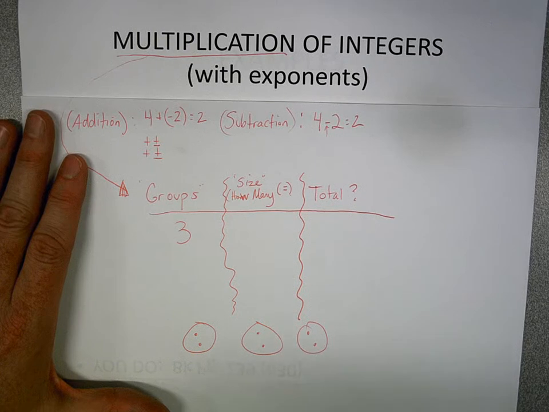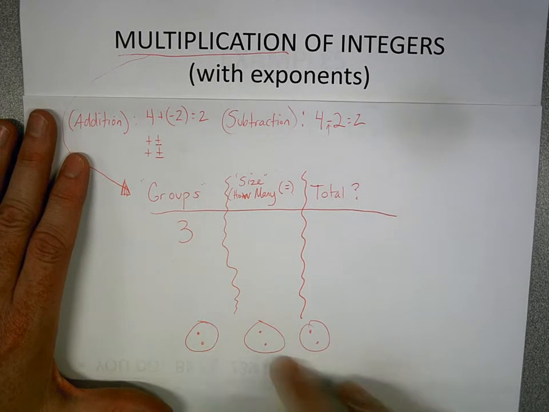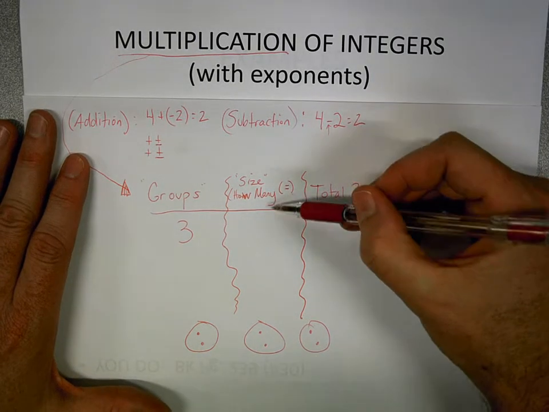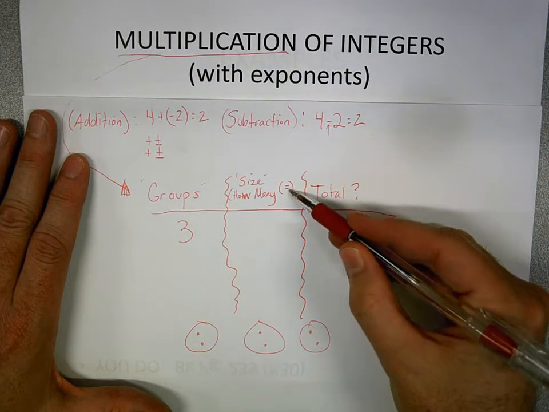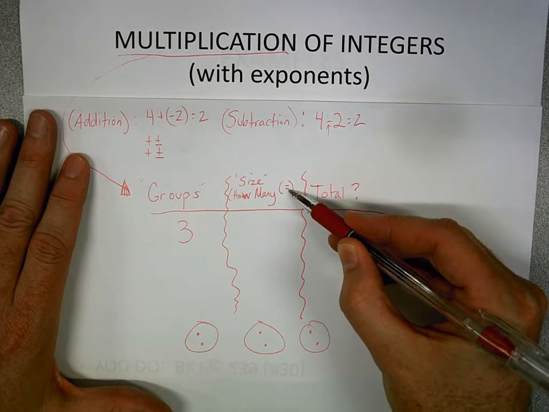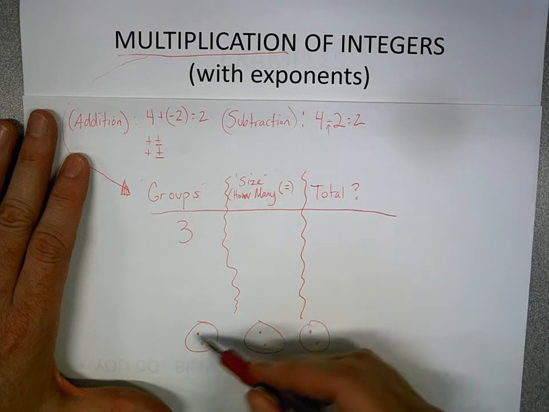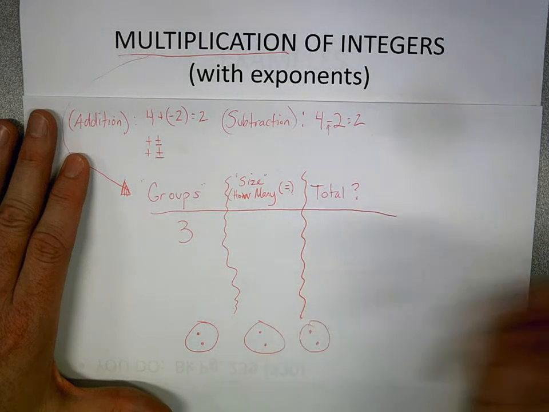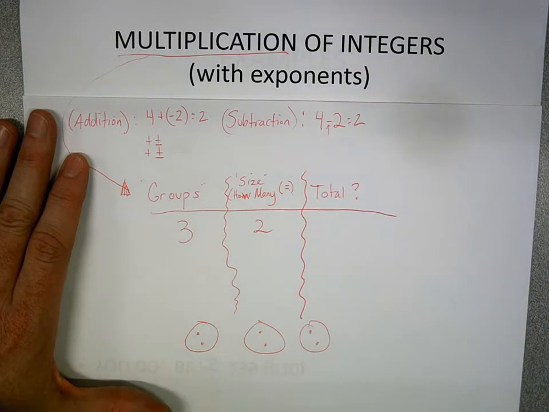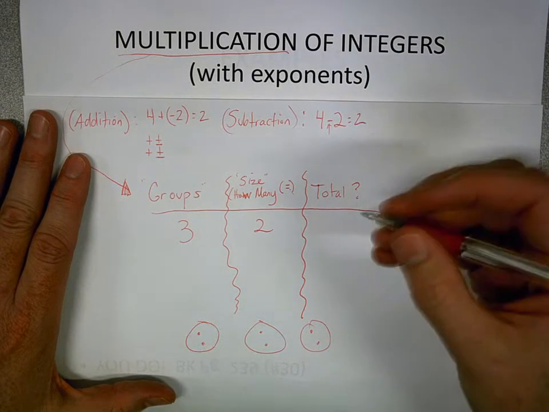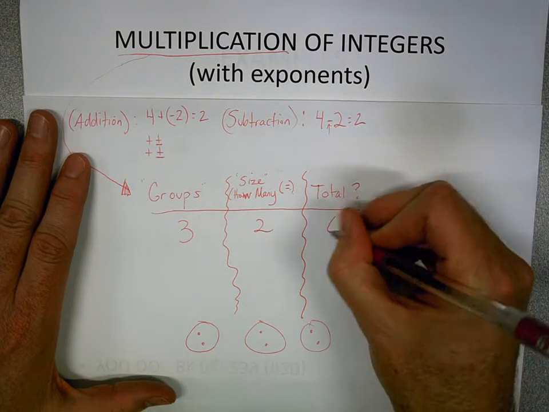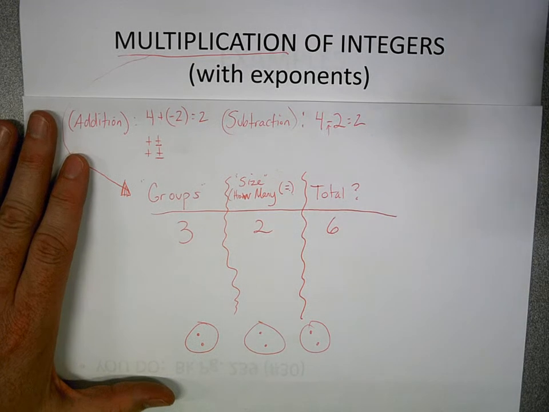Well, the size of each group, there are 3 groups, the size of, in this case, how many marbles are in each group? Well, remember, for multiplication to work, it has to be an equal amount in each group. So 1, 2, 1, 2, 1, 2. There's 2 in each. Now, of course, you could probably easily see the total, there's a total of 6 marbles.